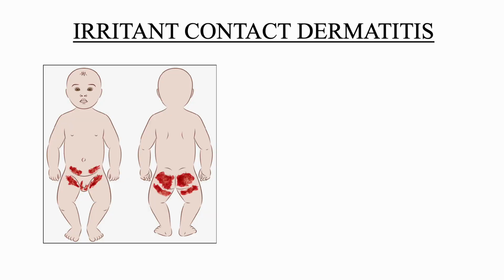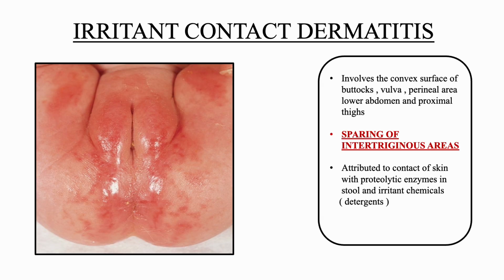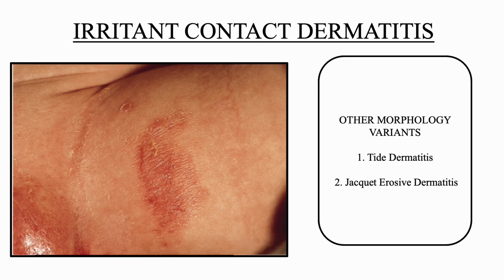Now let's begin with irritant contact dermatitis. In the figure given, we can see classical sparing of intertriginous areas. Now let's see an image. The image shows a glazed confluent erythema primarily involving the convexities of the napkin area and relatively sparing the intertriginous areas, which is the hallmark of irritant contact dermatitis. Why does this happen? This is attributed to contact of skin with proteolytic enzymes in the stool and the irritant chemicals which is used to wash the areas.